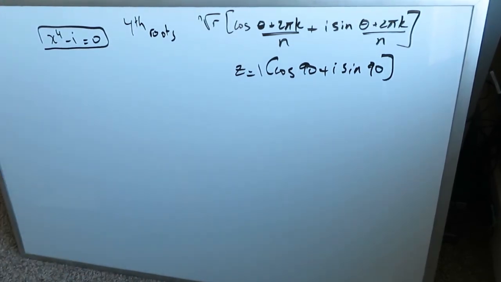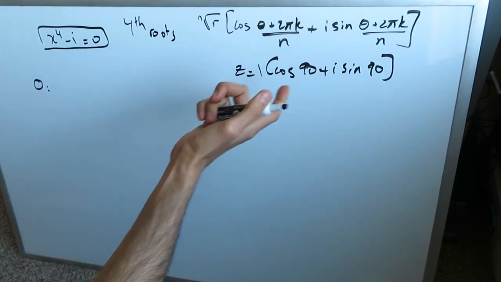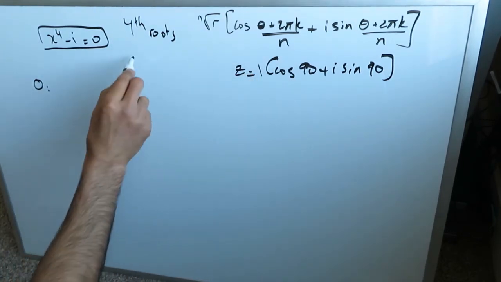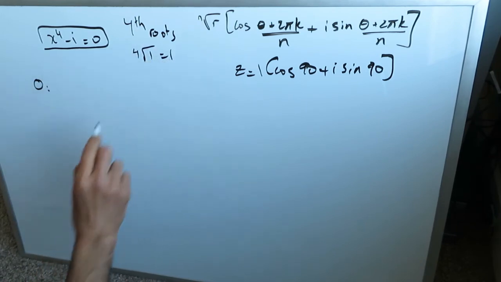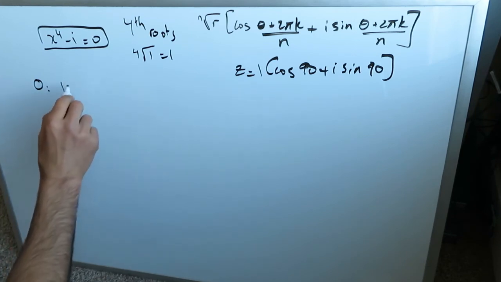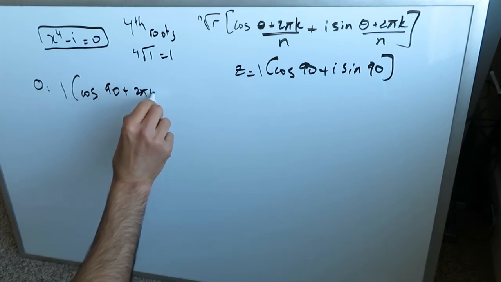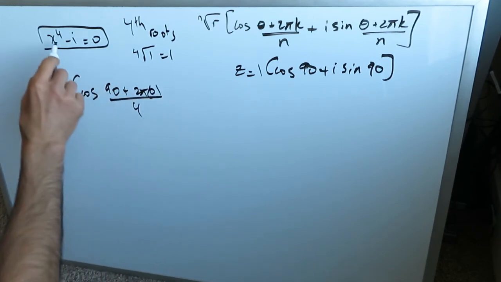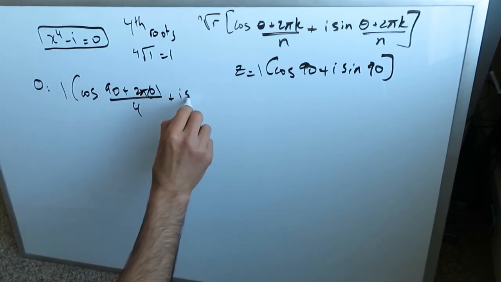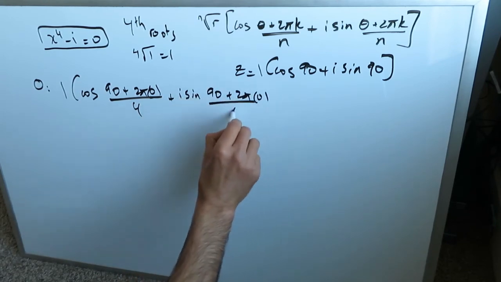So let's actually do those. It shouldn't be a hard question. We'll start with the first k value of 0. And am I missing anything over here? We know our modulus here is a 1. The 4th root of 1 is just a 1, so that's easy. So we have a very easy modulus here in terms of the root. You'll do cosine of 90 plus 2 pi times k value of 0 over 4, and here is a 4, plus i sine 90 plus 2 pi 0 over 4.